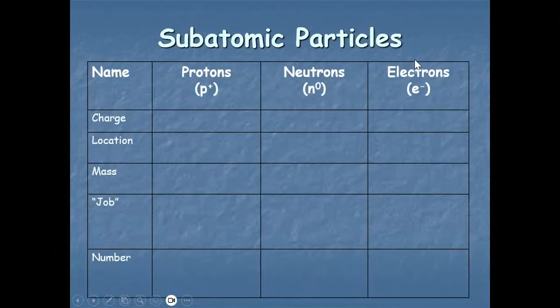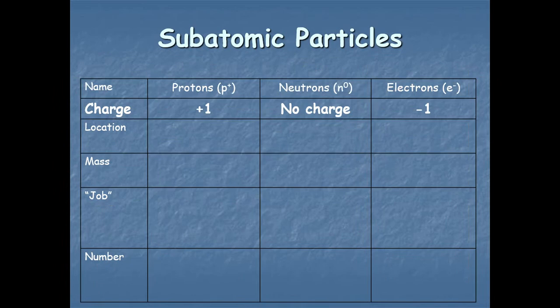So first off, there are 3 subatomic particles: the protons, the neutrons, and the electrons. Things you should know about them, and already probably do to some degree, is first off what their charges are. Protons are positive. They have a positive 1 charge. Neutrons have no charge. They're neutral. And electrons have a negative 1 charge. So the protons and electrons are opposite in charge, being +1 and -1.